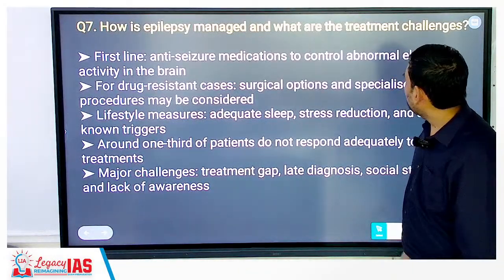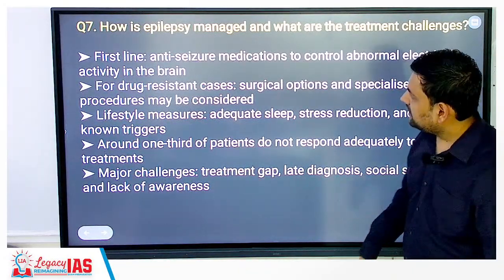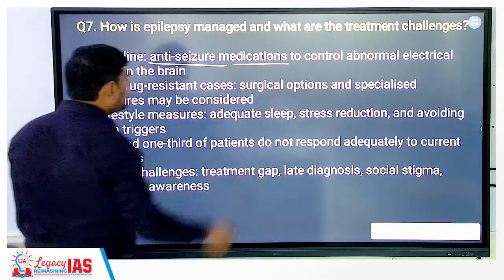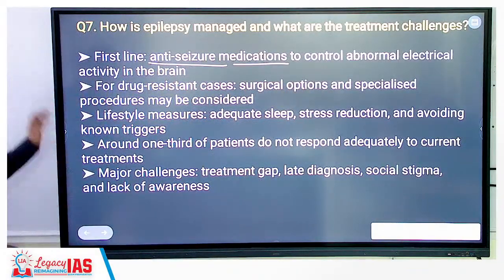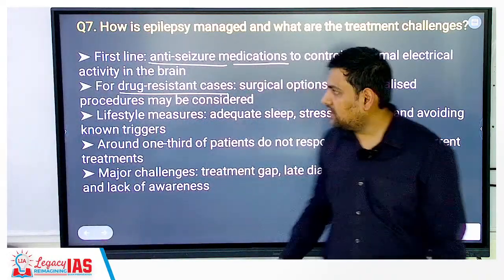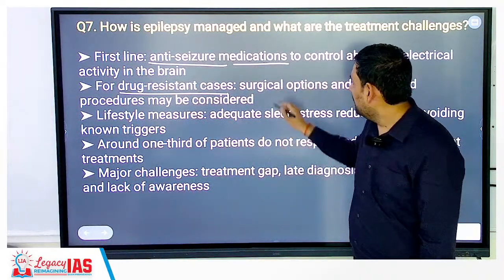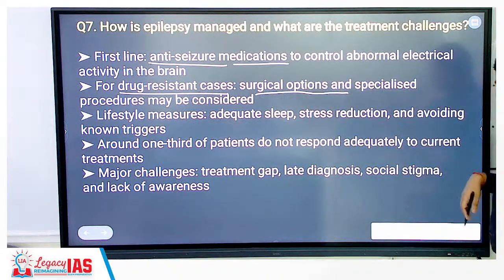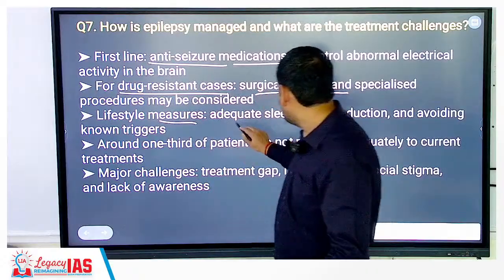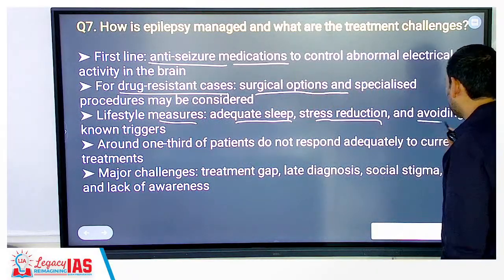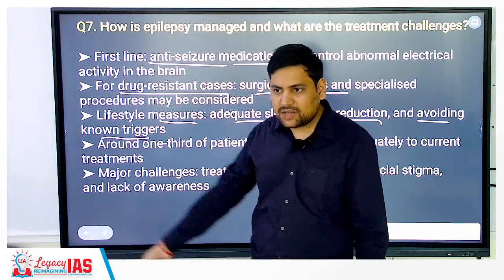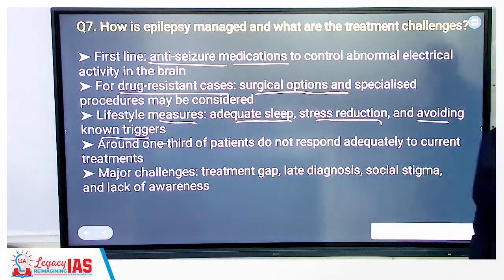Next, how is epilepsy managed and what are the treatment and challenges? First line is of course anti-seizure medicines to control abnormal electrical activity. Then for drug resistant cases, let's say for some people these medications might not be working, they have to go for surgical options. Then lifestyle measures, so adequate sleep, stress reduction and avoiding known triggers. Some people might understand some of their triggers over time, so they have to avoid them.